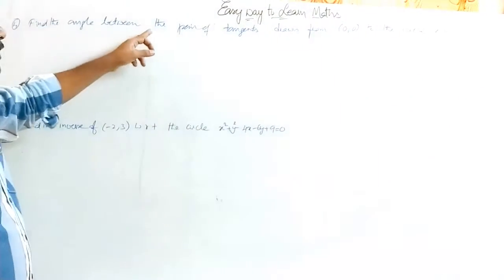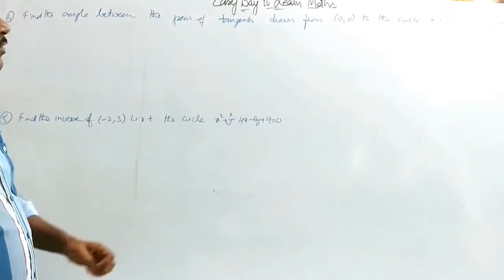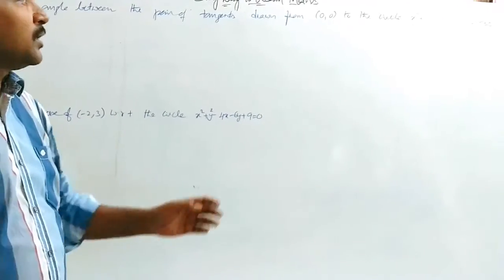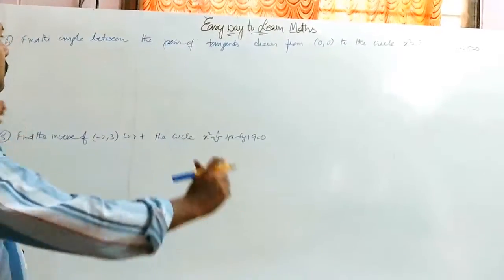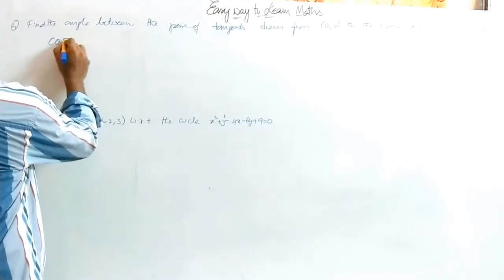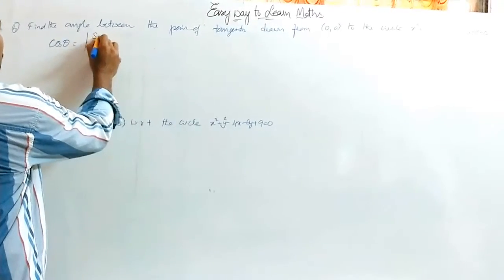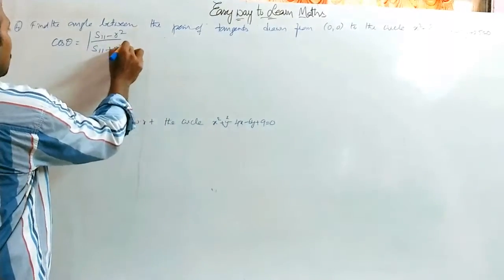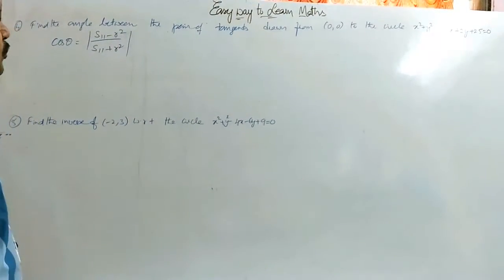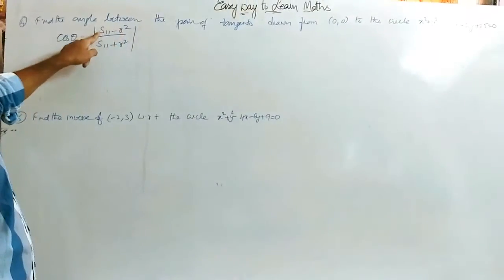Find the angle between the pair of tangents drawn from the point (0, 0) to the circle x² + y² − 14x + 2y + 25 = 0. The formula is cos θ = |S11 − r²| / (S11 + r²). Now let us find the values of both r and S11.